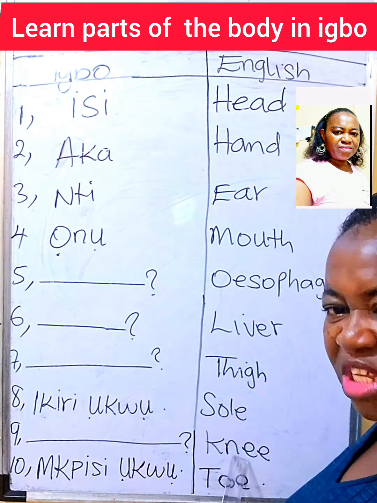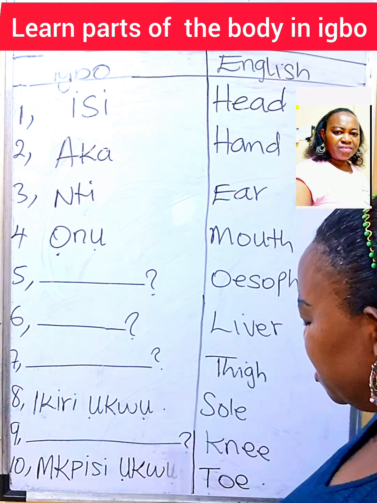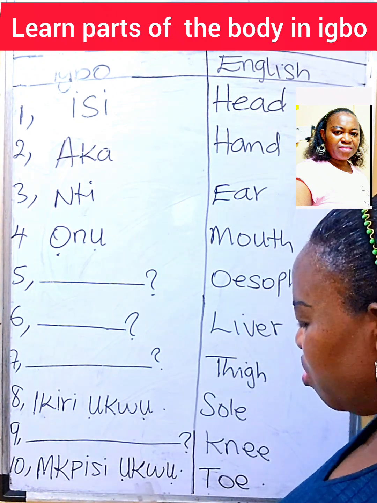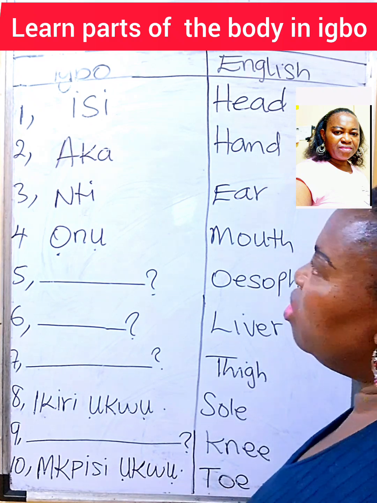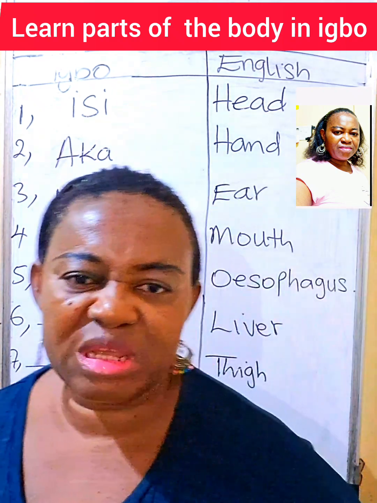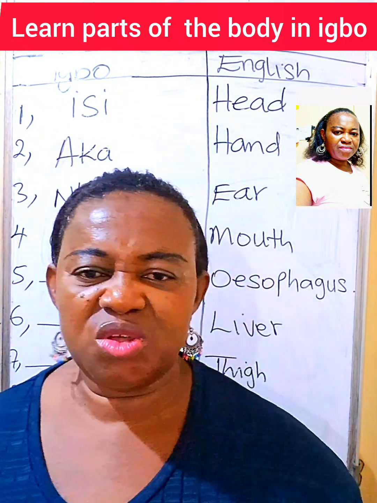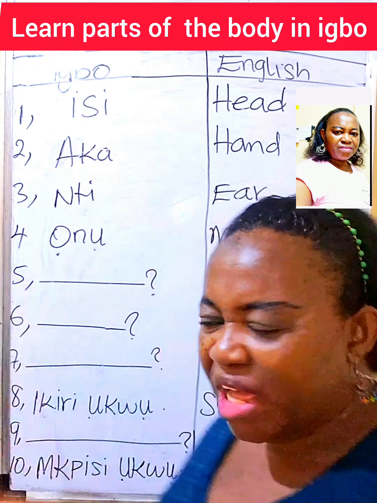Number 9. Dash means knee. Mkpịsị ụkwụ, toe. Mkpịsị ụkwụ, toe. So all these are some parts of the body and many others. So learn them and fill the gaps.